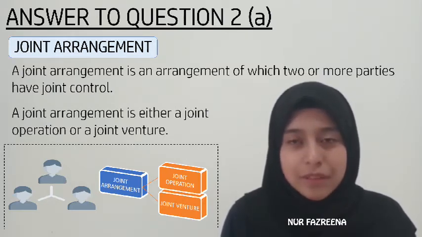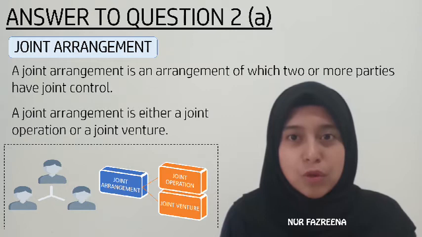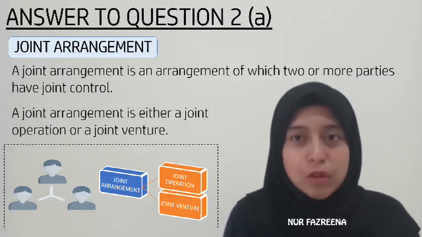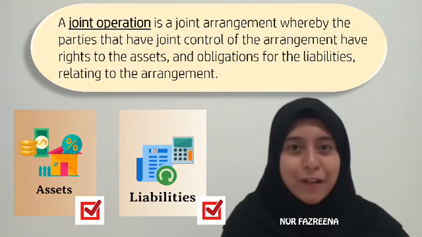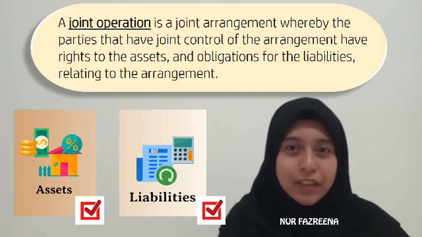Moving on to answering the question for 2A. A joint arrangement is an arrangement of which two or more parties have joint control. A joint arrangement is either a joint operation or a joint venture. A joint operation is a joint arrangement whereby the parties that have joint control of the arrangement have rights to the assets and obligation for the liabilities relating to the arrangement.